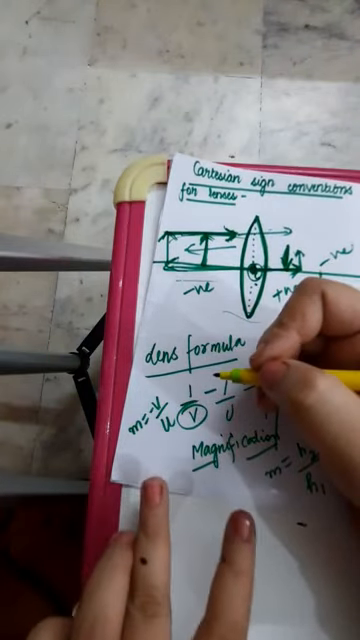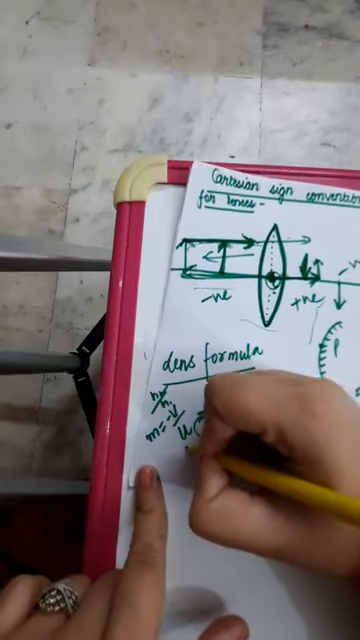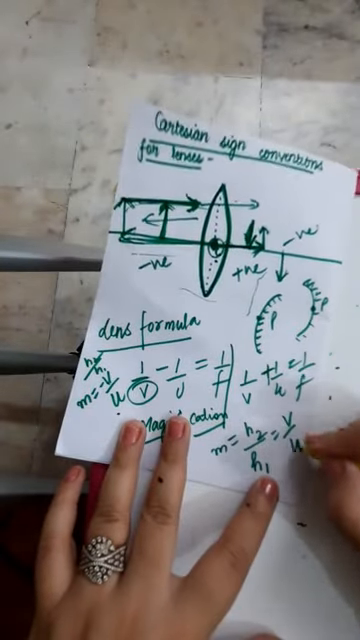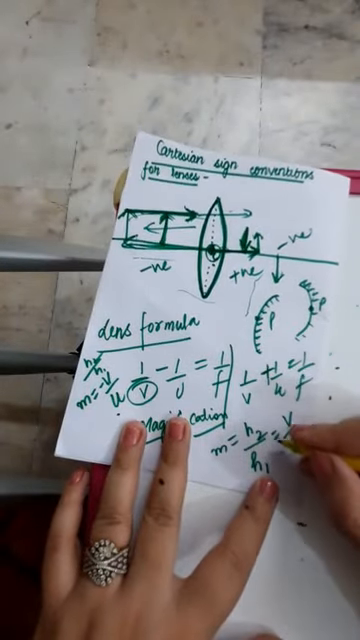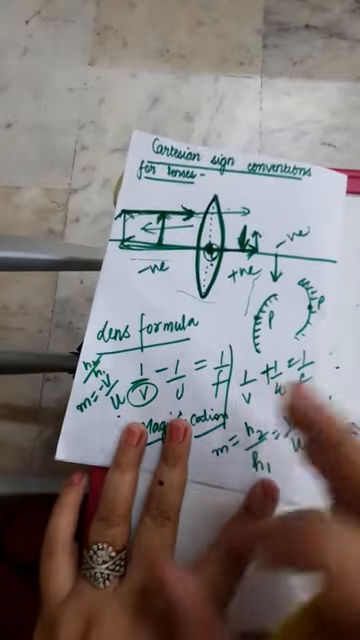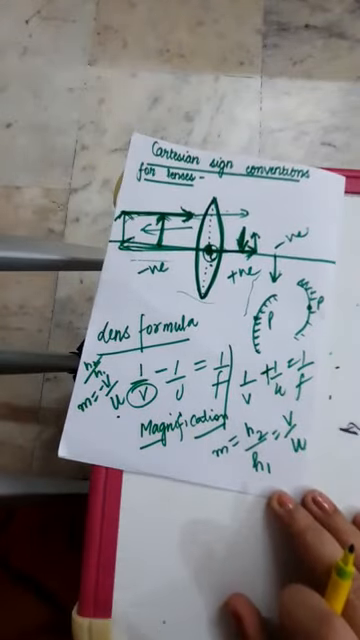Magnification had two formulae in case of mirrors, H2 by H1 and minus V by U. Here it will have a formula H2 by H1 and V by U. Here negative sign would be converted to positive in case of lenses. So these things you would have to memorize.